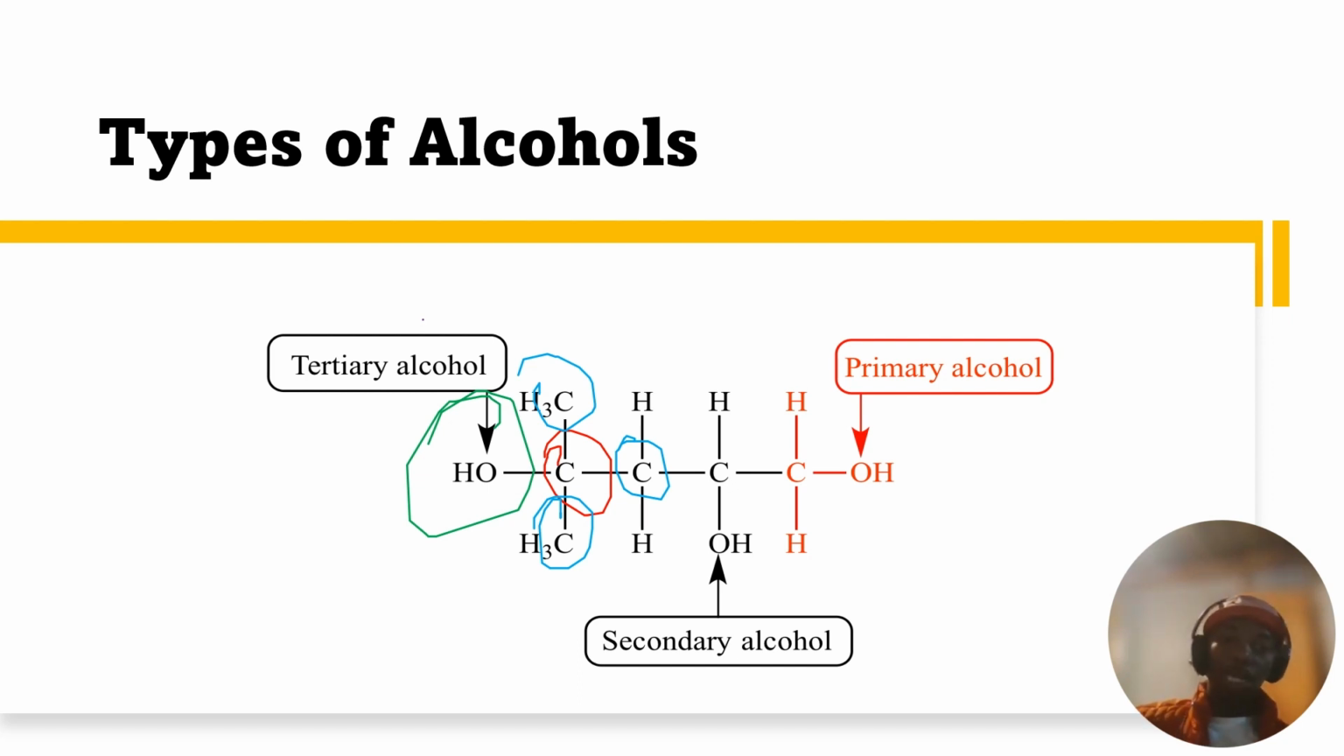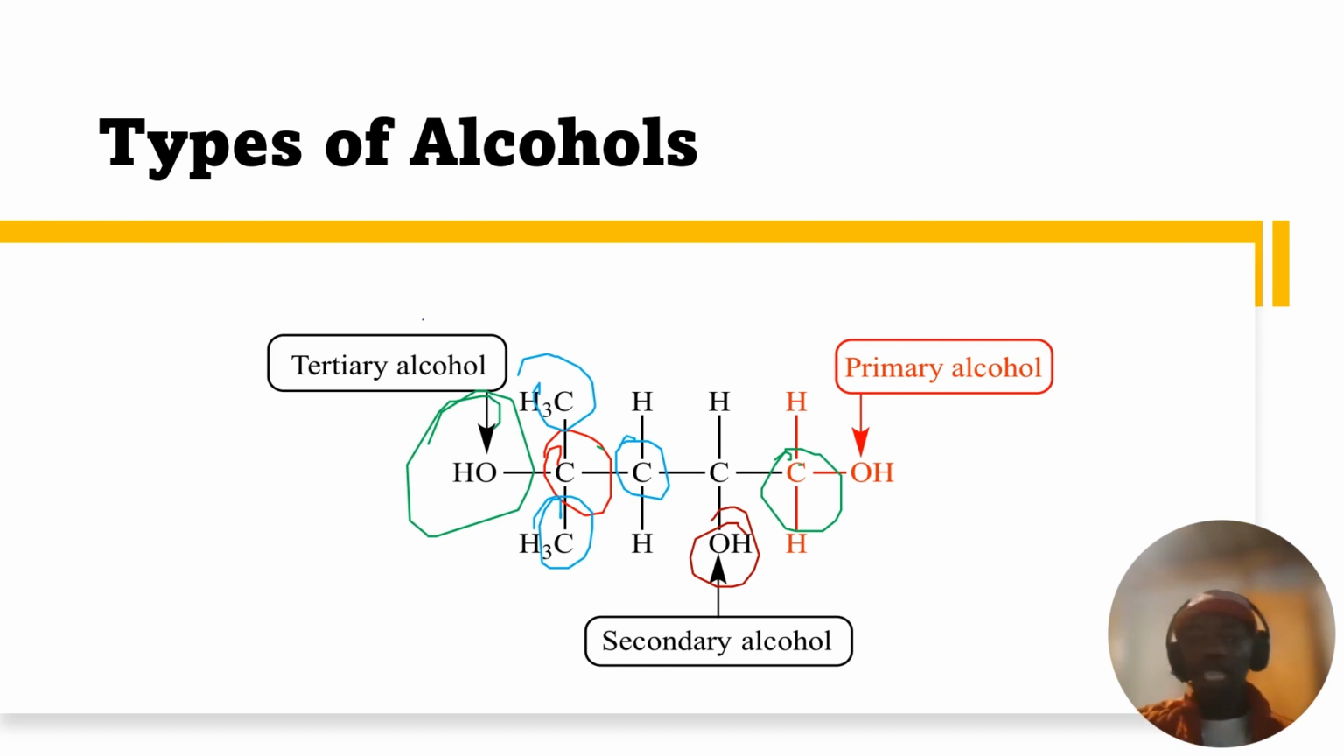And then we have a secondary alcohol. In this secondary alcohol, our hydroxyl group is covalently bonded to a carbon atom that is bonded to two carbon atoms, one, two. The carbon that has the functional group, which is the hydroxyl group, is attached to two carbon atoms.